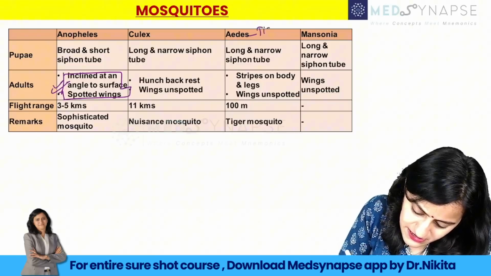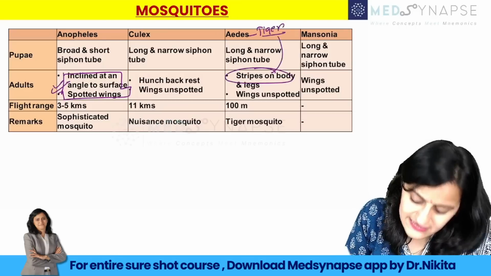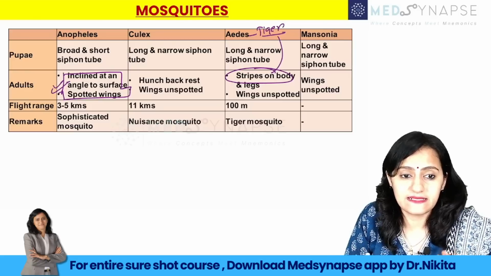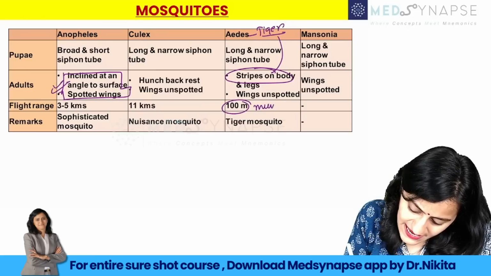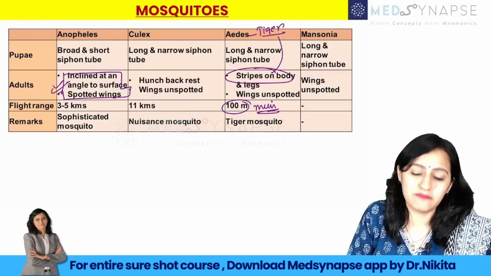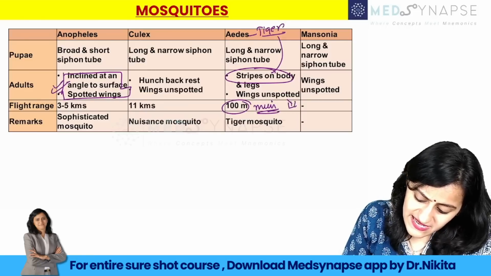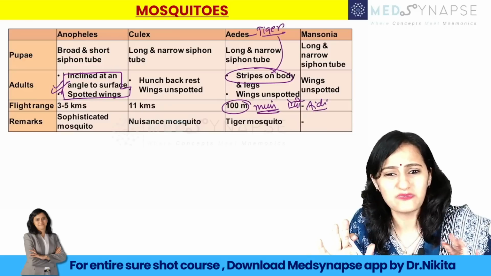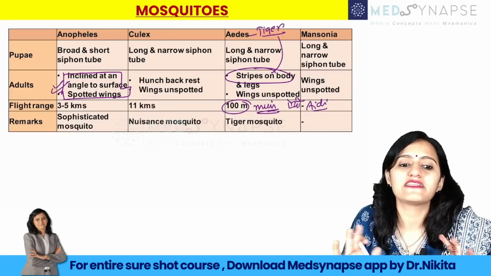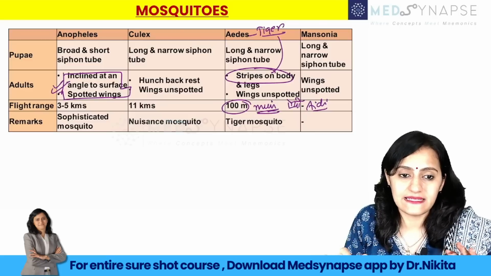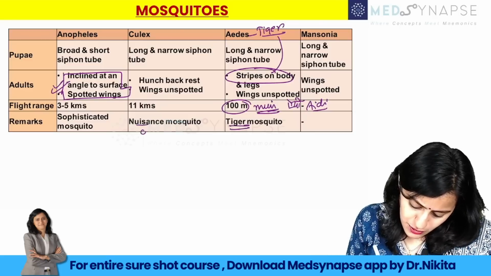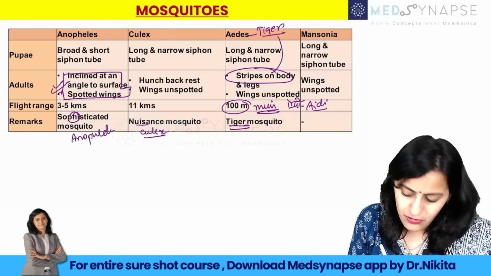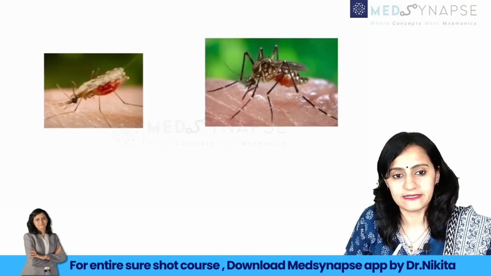And the Aedes mosquito is the tiger mosquito. It has the stripes. Aedes is tiger. It has the minimum flight range of all the mosquitoes. Remember, Aedes is very airy. Airy in Hindi means someone who does not want to do a lot of work, very lazy. So it does not fly very far. So Aedes is airy. It is the tiger mosquito. Culex is nuisance. Sophisticated, clean water is Anopheles. These are the important points.